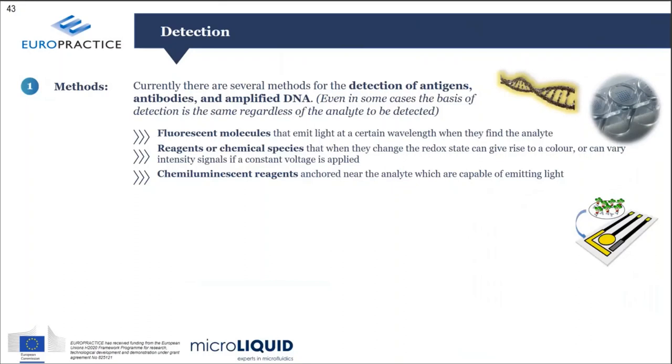The most effective ways to do that are making use of fluorescent molecules, which are capable of emitting a specific light at a specific wavelength, which can then be read by the point of care system. Also, reagents of chemical species, which are chemicals able to produce changes in color or voltage signals, or chemiluminescent reagents, which are able to emit light when the reaction is taking place.